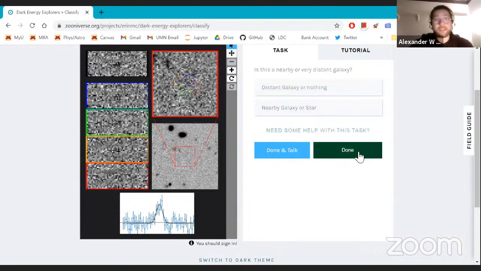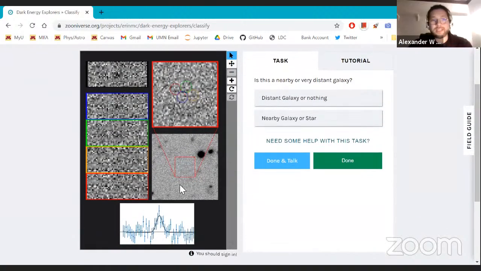That's pretty much the idea with this particular Zooniverse project. It's one of the more straightforward ones in my experience, but it's an easy way that you can kill some time and help actual astronomers do some science and understand the expansion of the universe and understand dark energy.